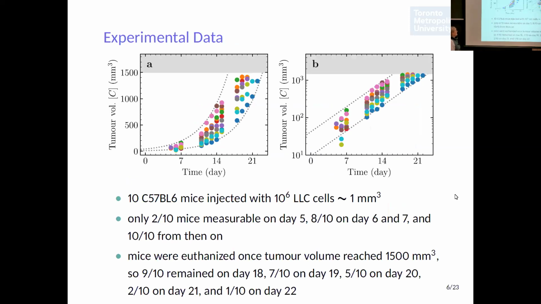This is our data set. So all the different colors are different mice. There were 10 C57 black 6 mice that were injected with Lewis lung carcinoma cells, 1 million of them. And then they watched the tumors grow and started measuring them when they were measurable, and then had to sacrifice the mice when they reached 1,500 milliliters cubed.